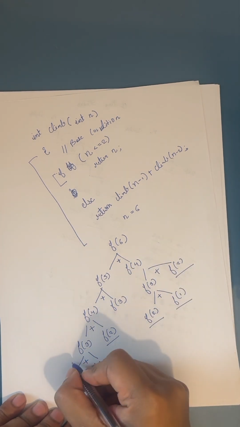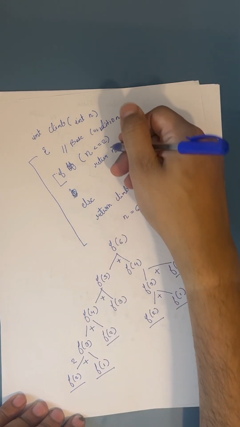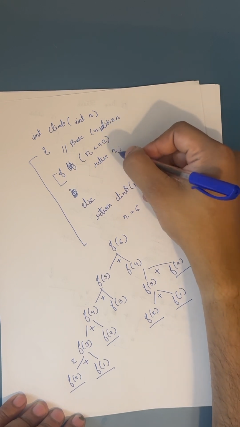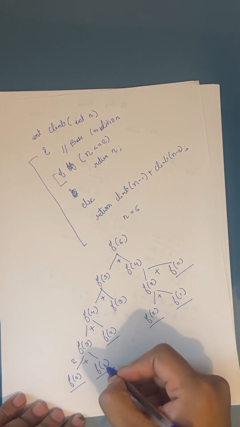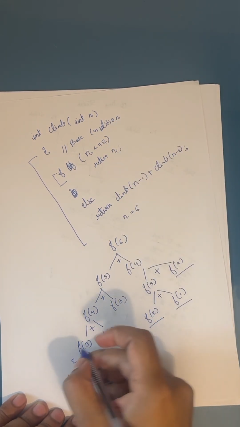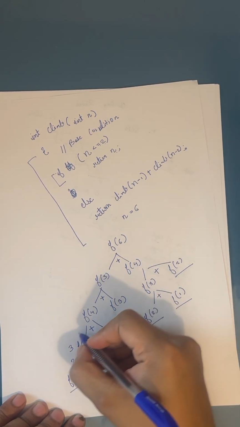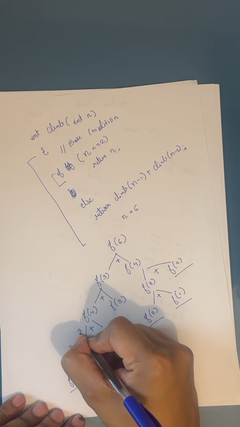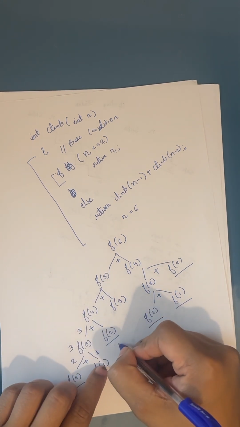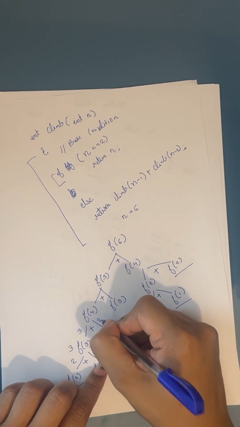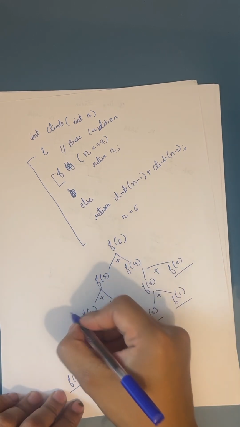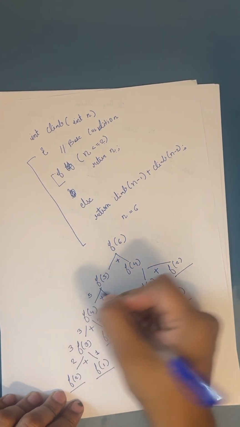It will return 2 here, because as per our base condition, whatever the value of n is, it will return. If it is 1, this will return 1. So f of 3 is 2 plus 1, that is 3. This function will return 3, and this function will return 2, because f of 2 is 2. So f of 4 is 3 plus 2, that is 5. This function will return 5.